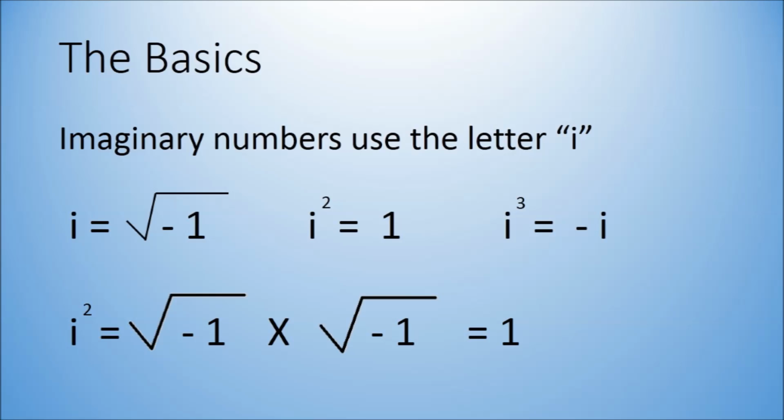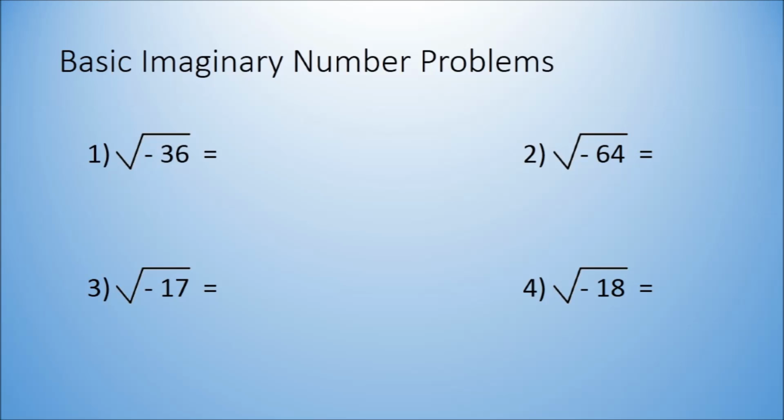This is so because if you were to take i and square it, which means to multiply i times i, which is really just the square root of -1 times the square root of -1. And when you multiply two radicals, you can keep them under the radical, like as one number. So -1 times -1 is 1, and so the square root of 1 is 1. So that's the basics. Let's start off with some simple imaginary number problems.